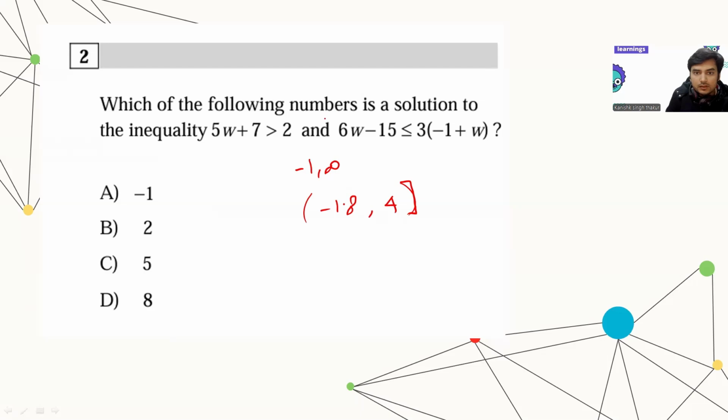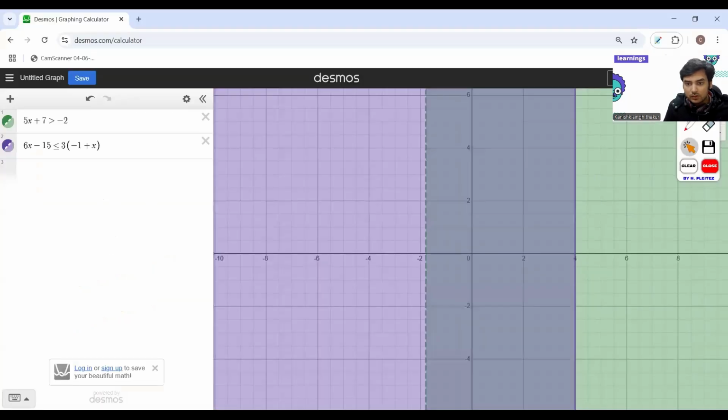Now, for a number to be a solution, it should lie in this range. Of the options, 2 is definitely my answer. That's it. So definitely the answer is 2. I hope you must have got it because it is lying in this range. As you can see here in Desmos, 2 is somewhere over here, it lies in it.